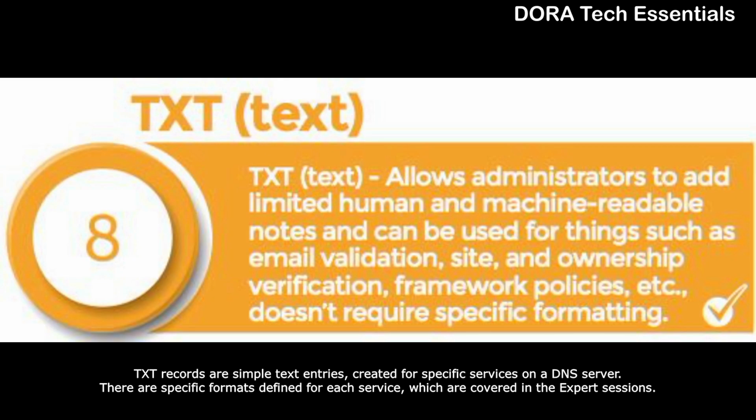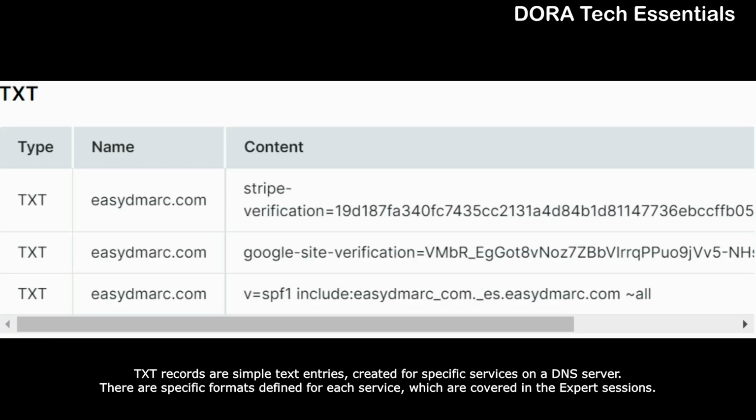Text records are simple text entries created for specific services on a DNS server. There are specific formats defined for each service, which are covered in the expert sessions.